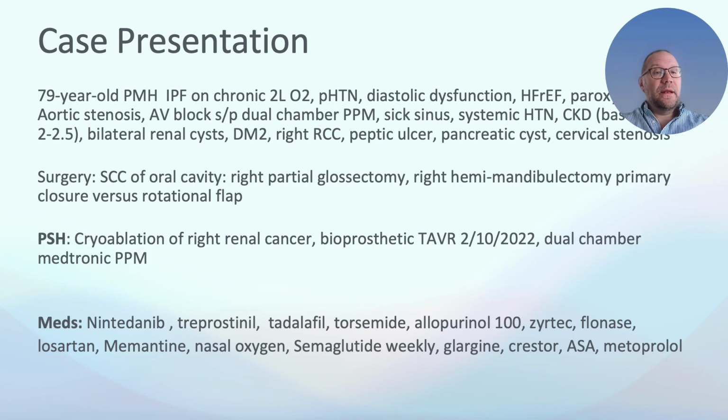This is an actual one that I had a couple years ago prior to all these guidelines and discussions coming out. He was 79. He had idiopathic pulmonary fibrosis. He was on 2 liters of nasal cannula chronically at home. Obviously, pulmonary hypertension. He had groups 2 and 3, one from the IPF and one from diastolic heart failure and valvular disease. He had aortic stenosis, had a TAVR done a couple years prior, and postoperatively developed an AV block and required a dual chamber pacemaker, CKD, renal cell cancer, and cervical stenosis.